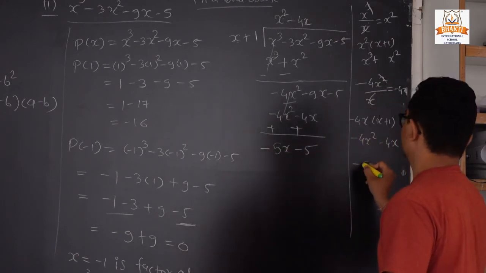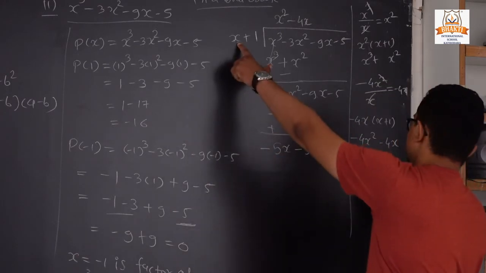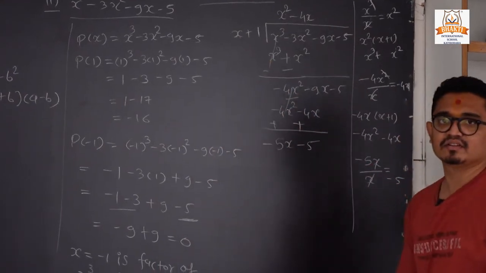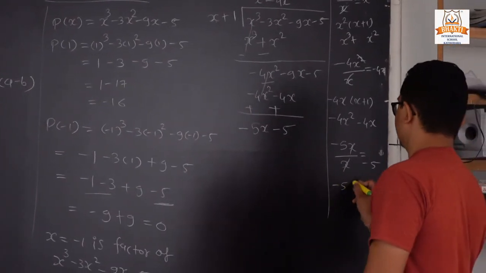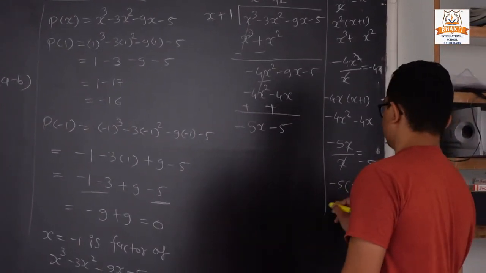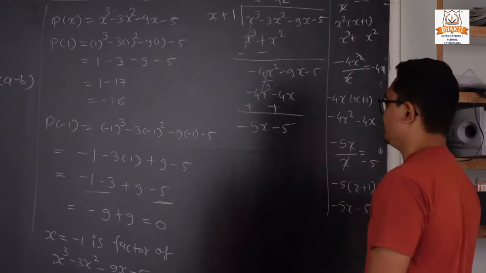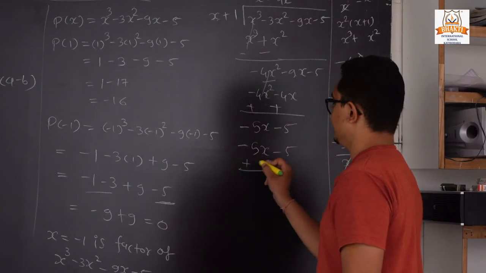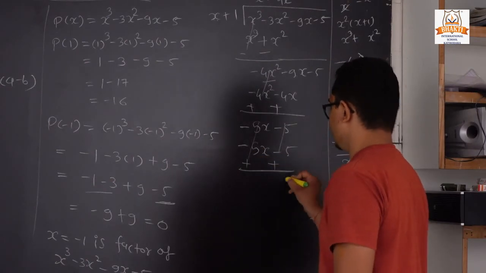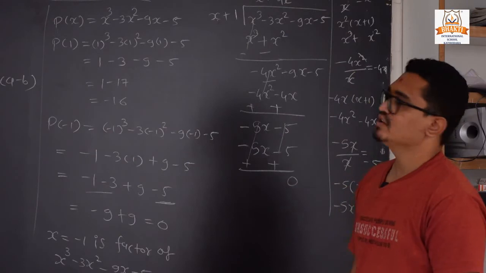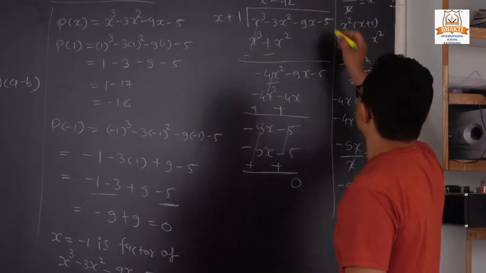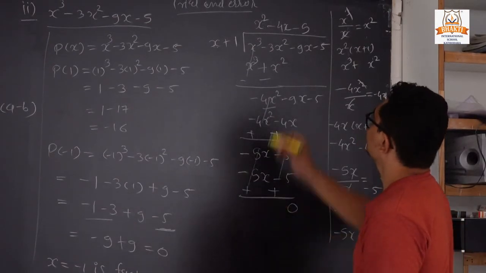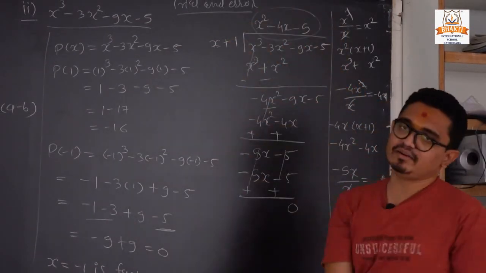Once again minus 5x is divided by x. So what can we get? Minus 5. Now minus 5 is multiplied with x plus 1. So minus 5x minus 5. Finally we will put it here. Both signs are changed. So these both are cut. So here we get 0. So what is it? Here we put minus 5. Now, it is our second polynomial.